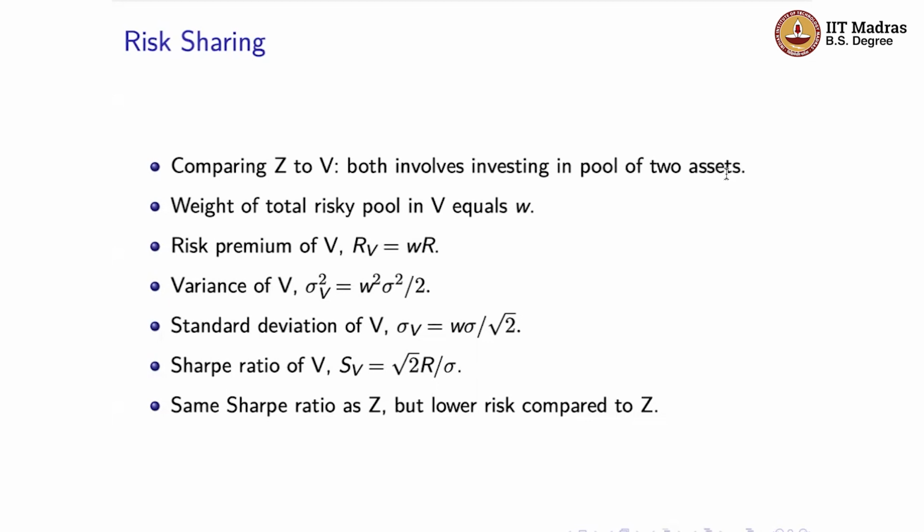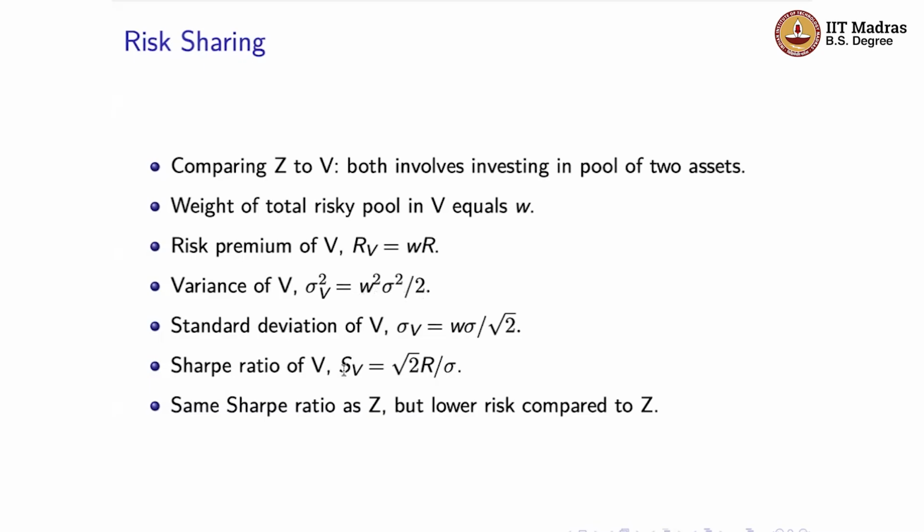And the variance of V, because we have W by 2 invested in each of these risky assets, is going to become W square sigma square by 2. How do we get this? Basically, you have got W by 2 square times sigma square plus W by 2 square times sigma square. This is the variance. So this becomes 2 times W square by 4 times sigma square, hence you end up getting this expression. And so the standard deviation is the square root of this, which is equal to W sigma by square root of 2.